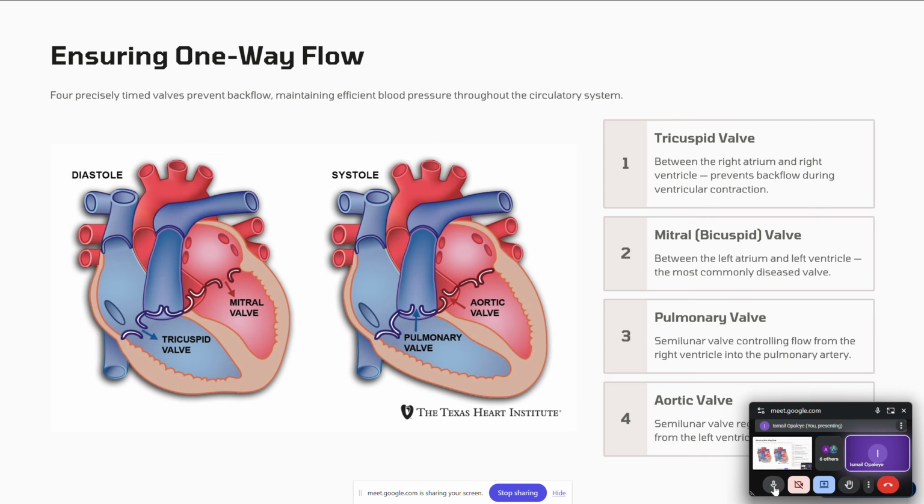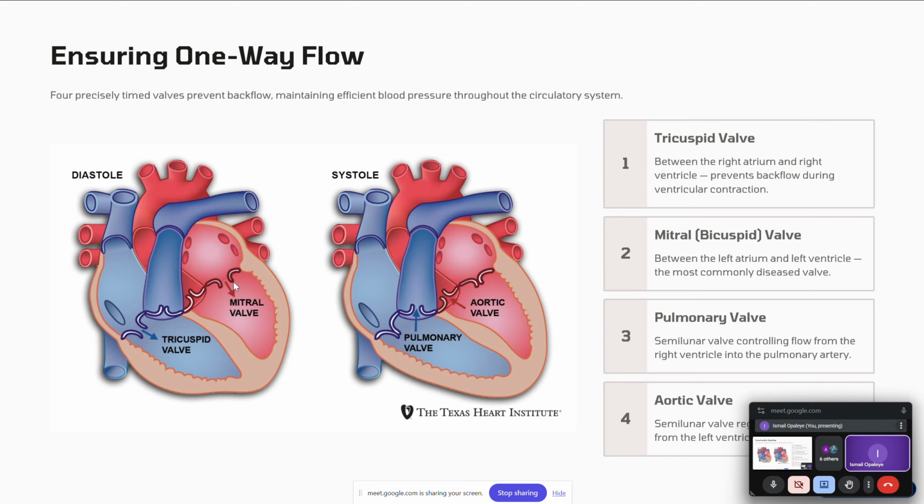Okay, so let's quickly look into this page here. You can see the ensuring one way flow. Here you can see that we have different categories of valves: tricuspid valve, the bicuspid valve, pulmonary valve, aortic valve. As I've mentioned earlier, this one here is the tricuspid valve. It's the one guiding the entrance between the right atrium and the right ventricle. This one is the pulmonary valve, this is the aortic valve, and this is the mitral valve.